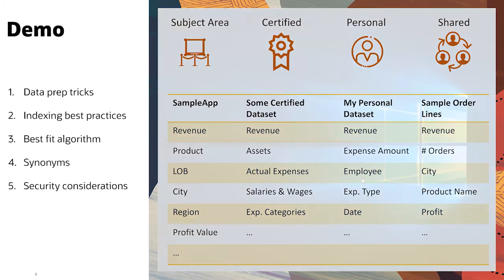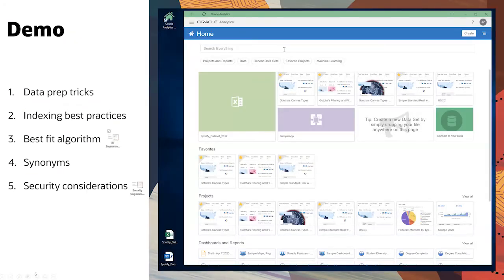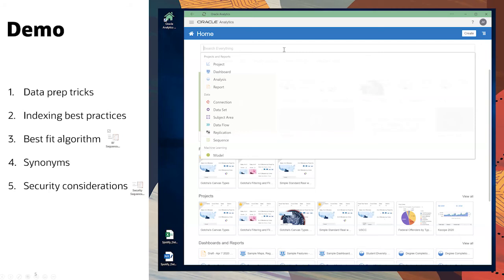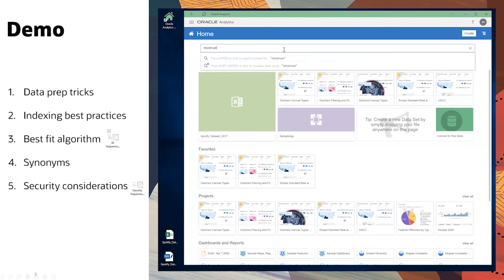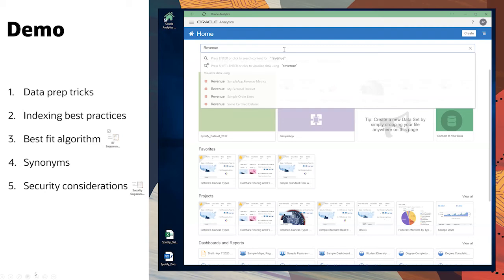So now let me jump back into my environment here and show you how that manifests itself to the end user. I was talking about how revenue is contained in each one of these data sets. So when I search on revenue here, you see that it's showing me 4 different revenues, and they're ranked by my sample app subject area, my personal data set, my sample order lines, and my certified data set. So you can see that we intelligently rank the data sets based on the quality of the data.